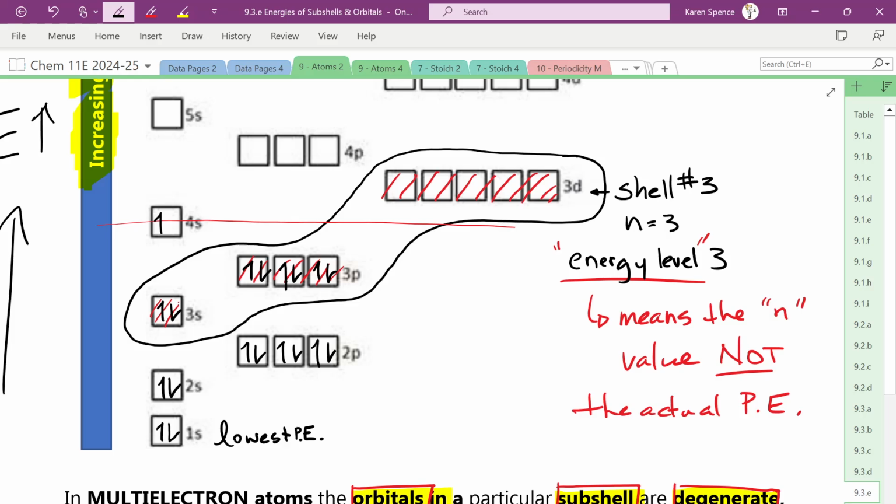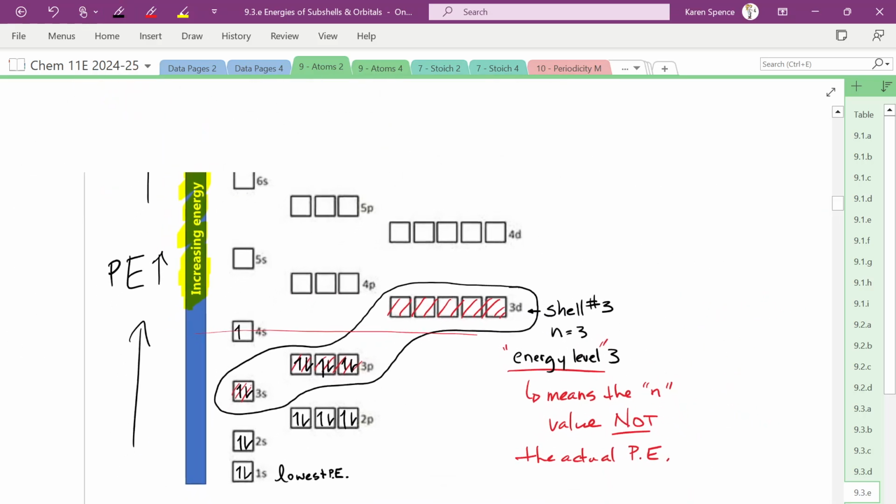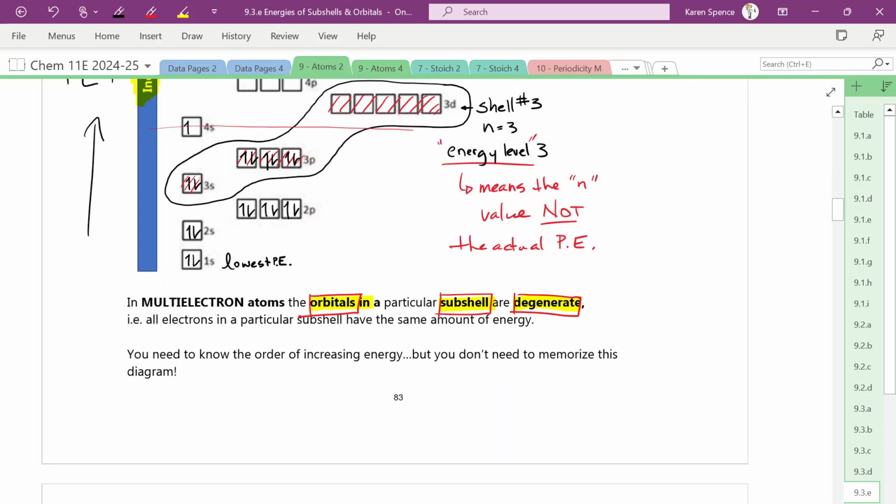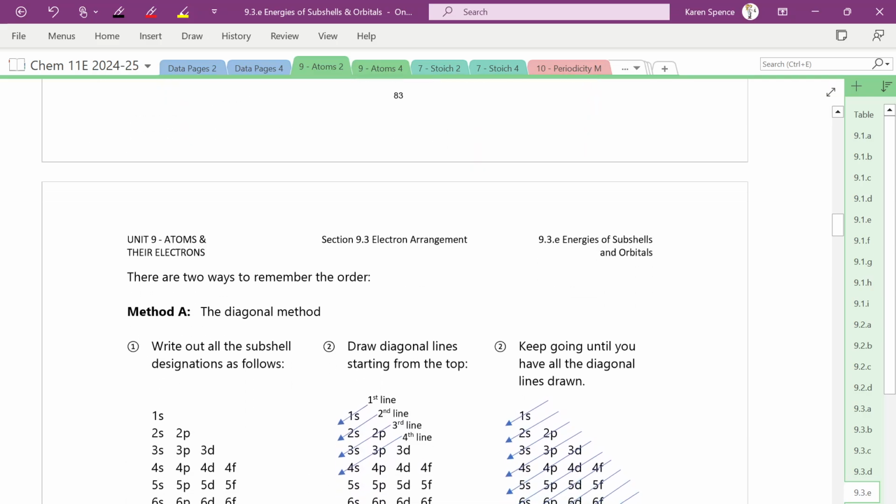So you don't actually need to memorize this chart. I mean, if you wanted to, you could go home and draw it out 17 times. Or you could say, I need to know that 1s is at the bottom, and 2s is above that, and 2p is above that. I need to know the order going upwards. And in order to know that, you can use 2 different ways to remember it without brute force memorizing the diagram.